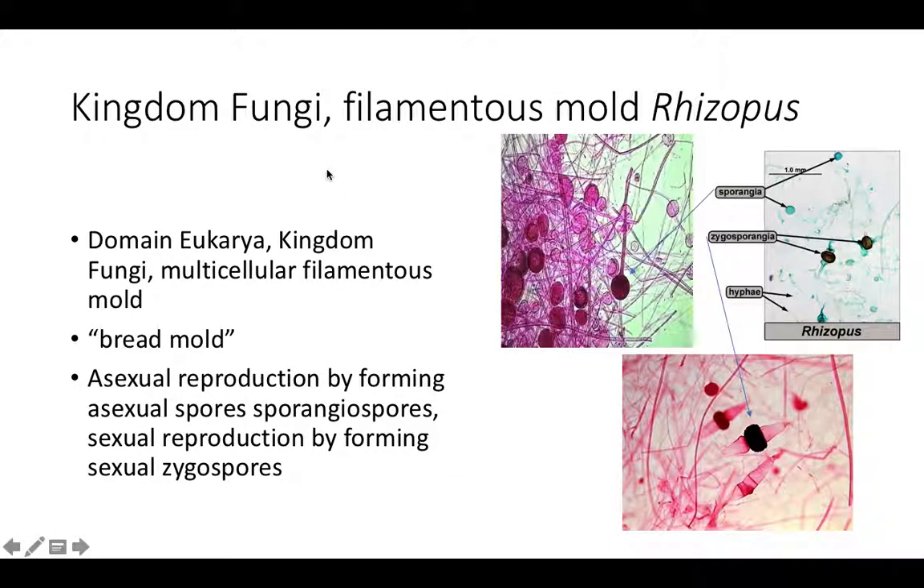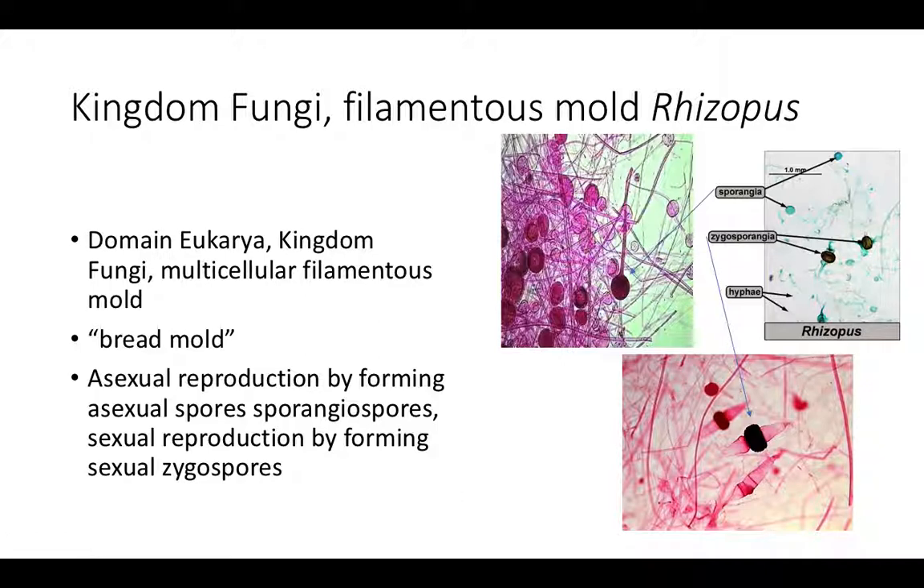The next member of kingdom fungi will be the multicellular filamentous fungus, which we call a mold, Rhizopus. And Rhizopus is often called bread mold. So again, classification, domain Eukarya, kingdom fungi, multicellular filamentous mold. Again, Rhizopus called bread mold. And these filaments are actually chains of cells. And these long filaments, thread-like structures, they have a fancy name. They're called hypha. And fungi are really cool. Many of them can reproduce both asexually and sexually.